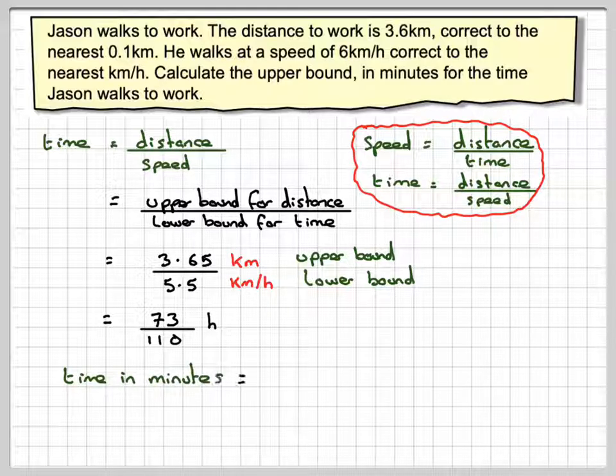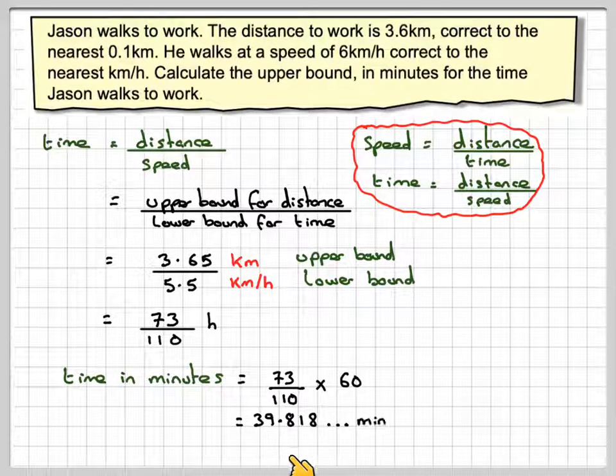Now time in minutes, so this is in hours, we need to multiply that number by 60, and therefore we'll get 39.818 minutes. If we round that off to reasonable figures, that will be 39.8 minutes.